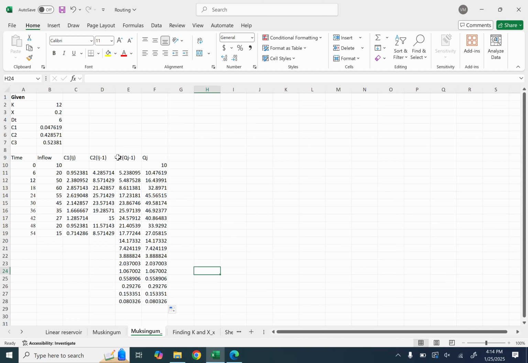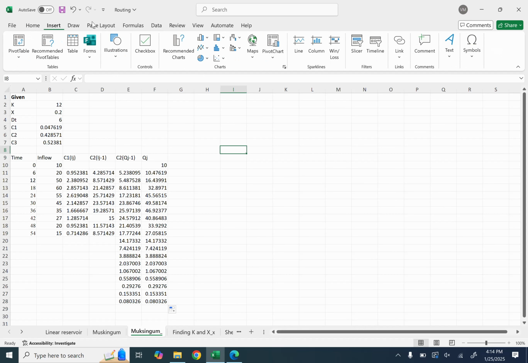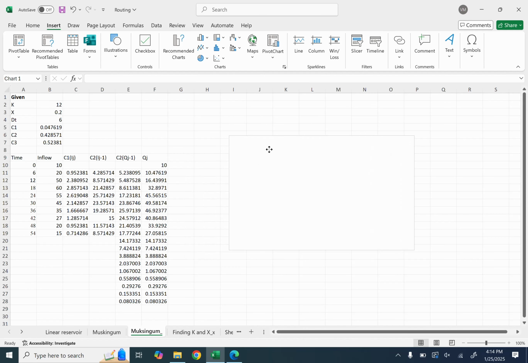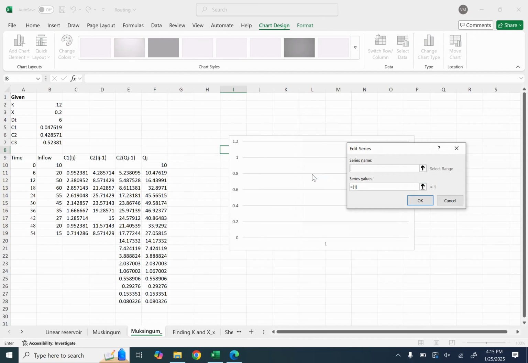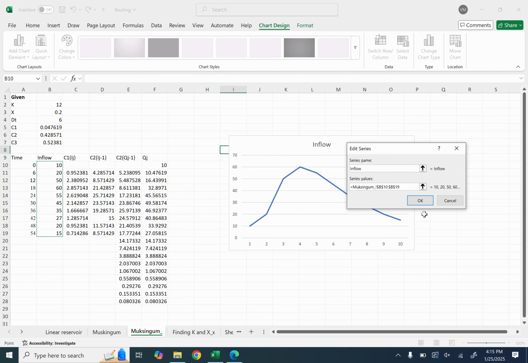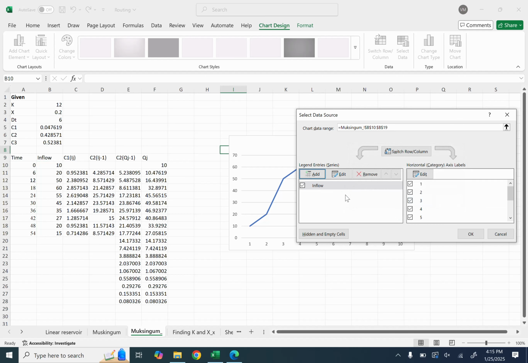What I can also do is plot this. So let's plot these and look at how they look. Go to insert, we need the line plot, and then let's add data. So series name will be inflow, values will be from the I column. Okay, and then let's add the outflow.